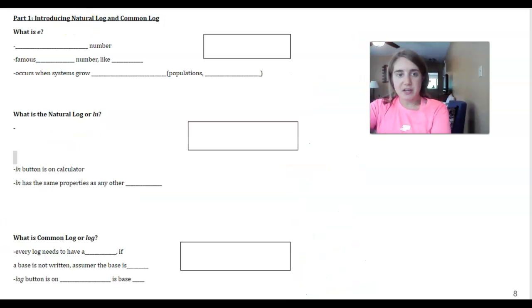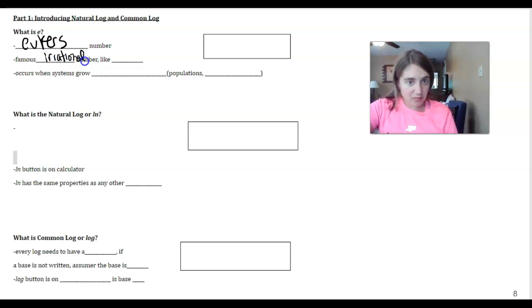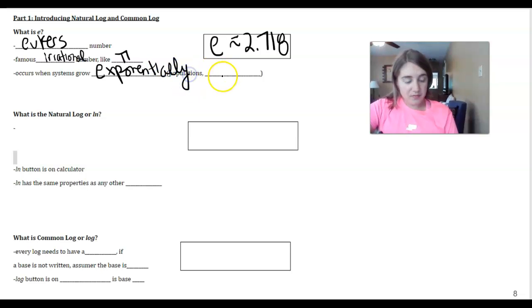Okay, now that we've spent some time with logs, we're going to introduce the idea of a common log and a natural log. So we have this idea of an e, and it's Euler's number. It's a famous irrational number, like pi, and e is about 2.718. It occurs in systems of exponential growth, like populations or interest.